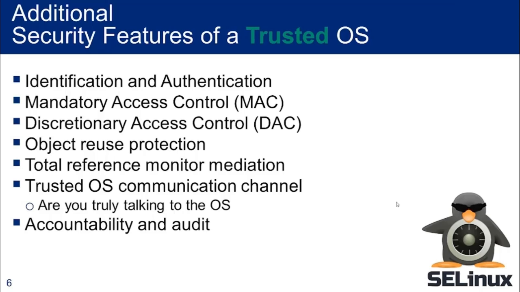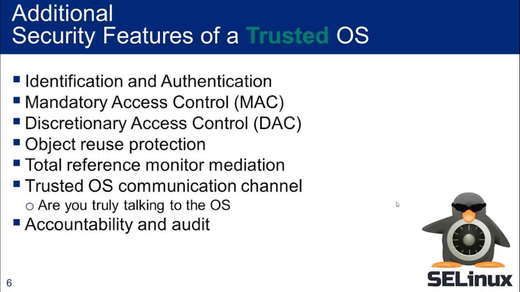Object reuse protection is most easily understood in terms of memory. When a user accesses an object in memory, the next user must not be able to access any of the content or metadata from the first user. Everything must be cleared. Total reference mediation means each and every transaction must be processed by the reference monitor. The trusted OS communication channel ensures the user he is talking to the OS, and man-in-the-middle attack vectors have been eliminated.